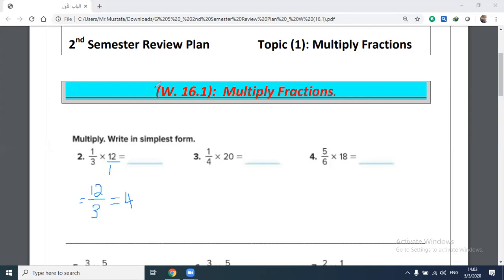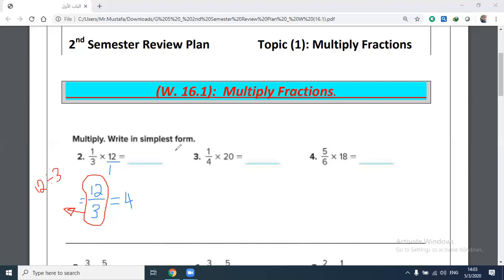Be careful, guys. When you have a fraction, you can change it to a division sentence. 12/3 means 12 divided by 3. Any fraction, I can rewrite it as a division sentence. The answer is 4.